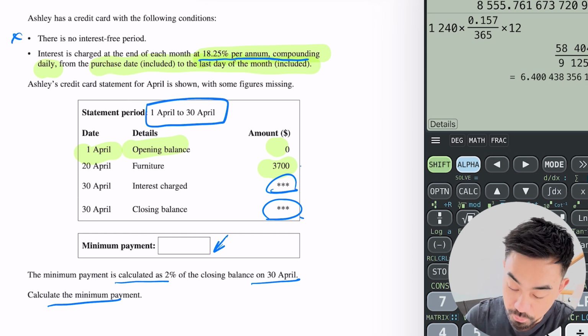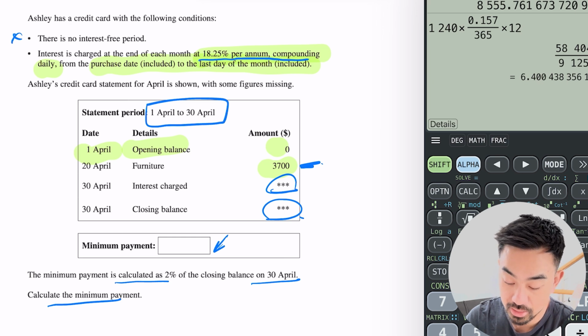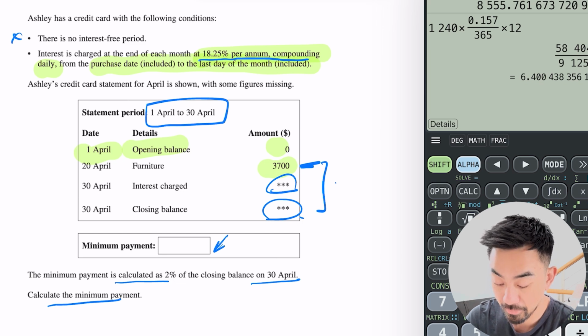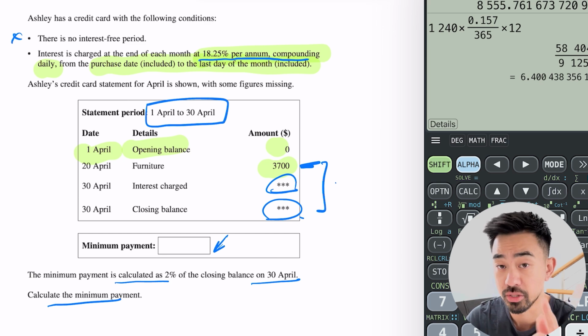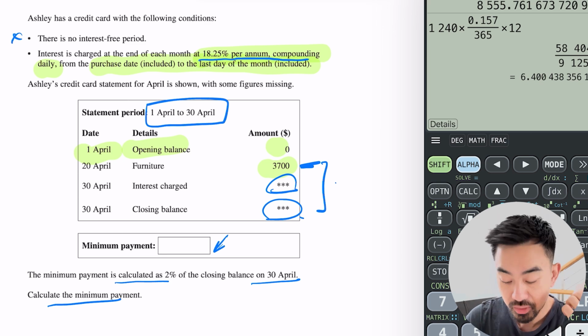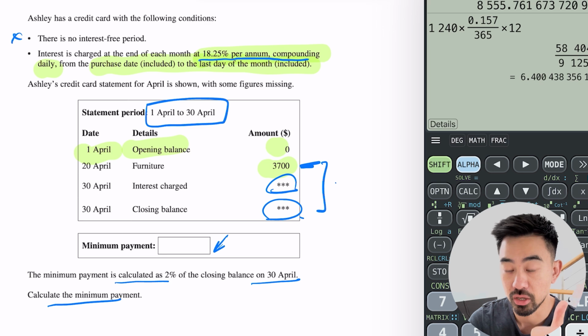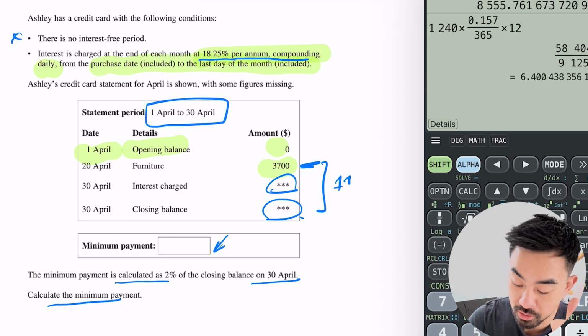Now, she purchases the furniture on the 20th of April and she doesn't pay it back till the 30th. So how many days is that? Now, it looks like 10, but it's actually not. It's going to be 11, isn't it? Because you got 20, 21, 22, 23, 24, 25, 26, 27, 28, 29, 30. Okay, so be super careful. It's going to be 11 days.